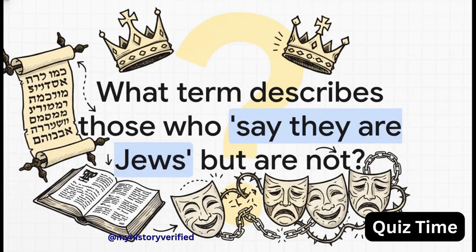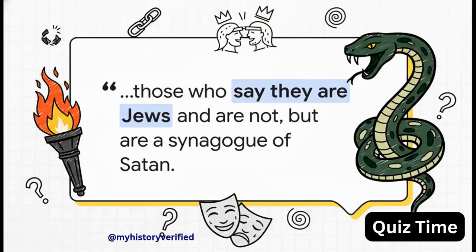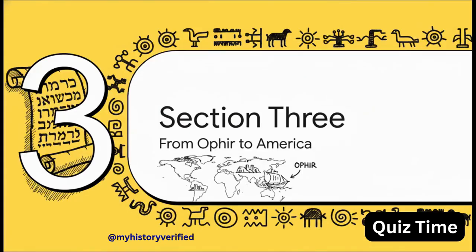This theory then links that historical event directly to biblical prophecy. So, in the book of Revelation, what term is used to describe a group of people who say they are Jews and are not? The term used is the synagogue of Satan. Now, within this archive, this verse isn't seen as a metaphor. It's interpreted as literal, biblical evidence for that identity theft theory we just discussed. That brings us to Section 3, from Ophir to America.